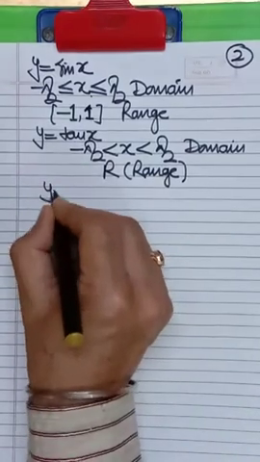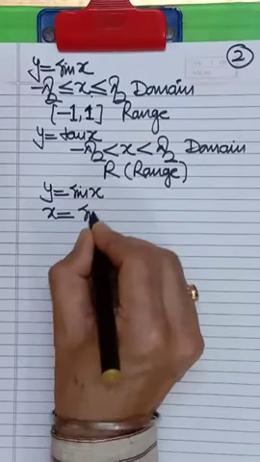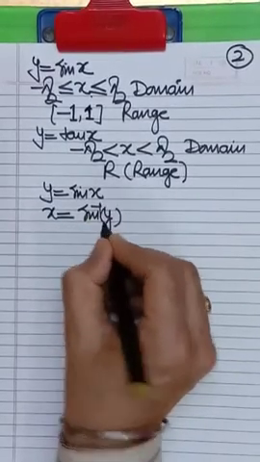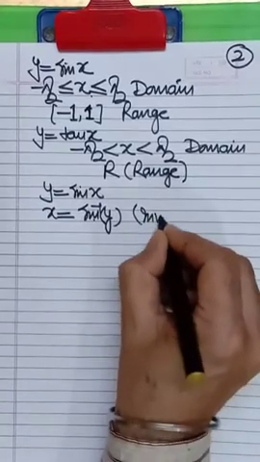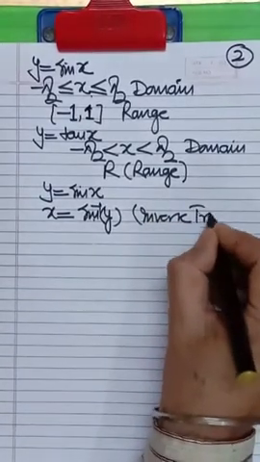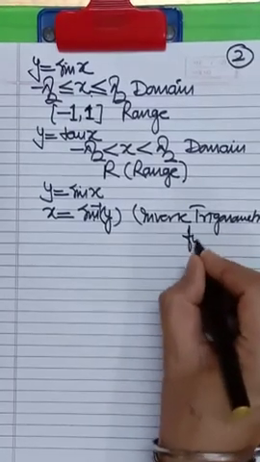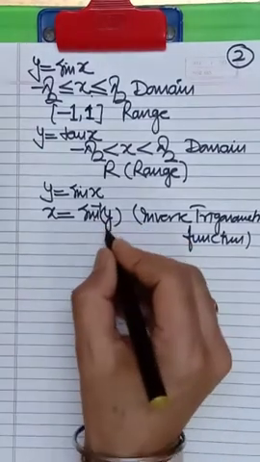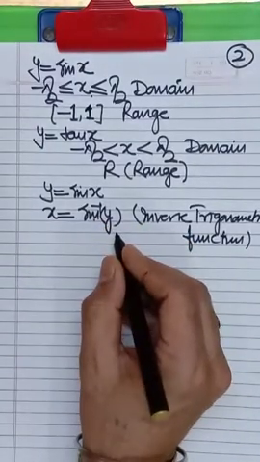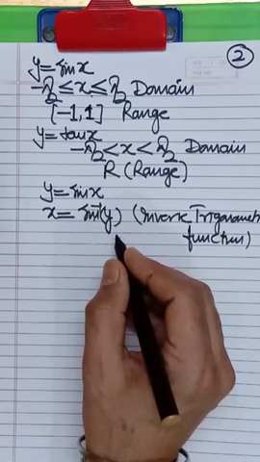Now if we write this sin x as x is equal to sin inverse y, it becomes an inverse trigonometric function. In the case of an inverse trigonometric function, your domain and range are inverted. Inverted means they interchange. Now the domain becomes range and range becomes domain.